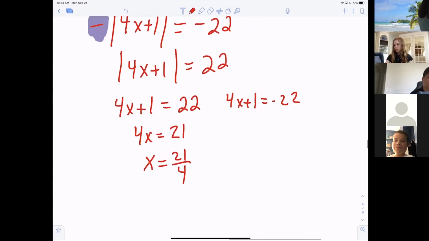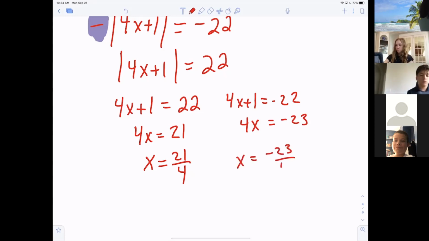What do I do? You do 4x minus 1 equals -22. You're subtracting 1, minus 1, so it would be -23. And then I can do this. It can't go in evenly, so it would be -23 over 4. Yes. All right, you've got practicing to do.